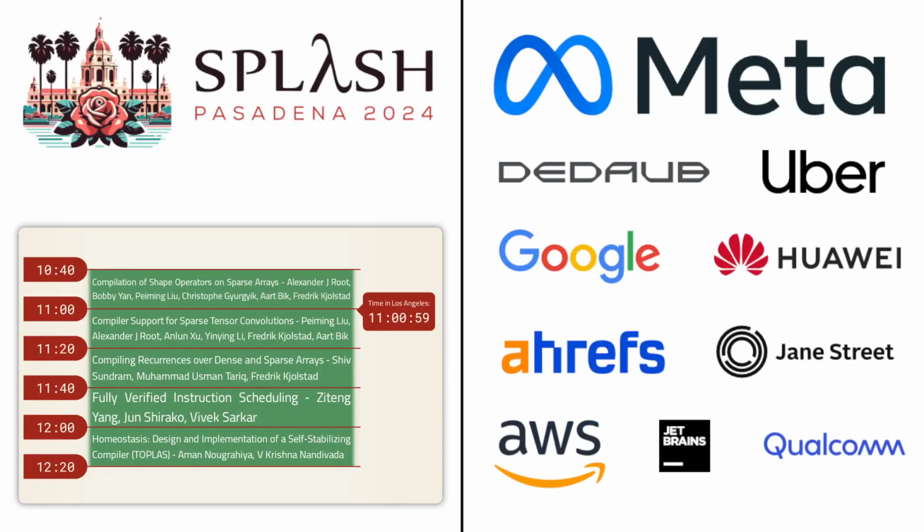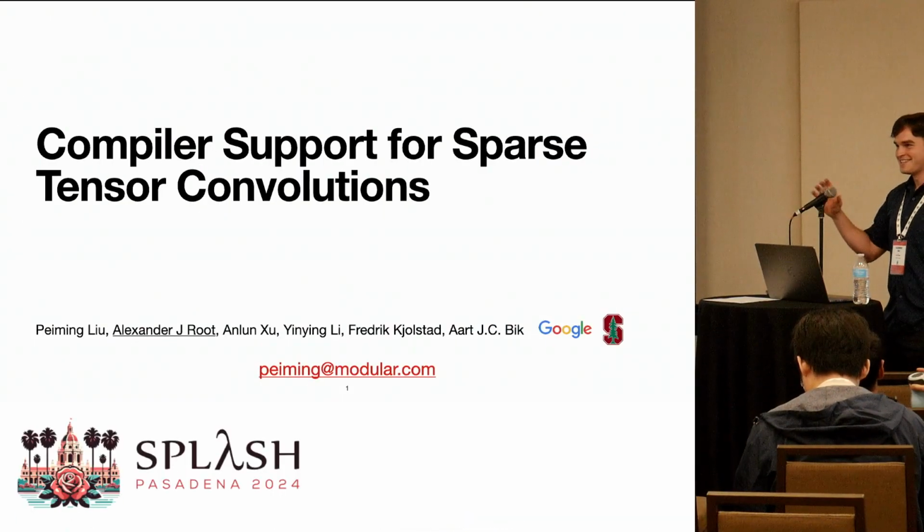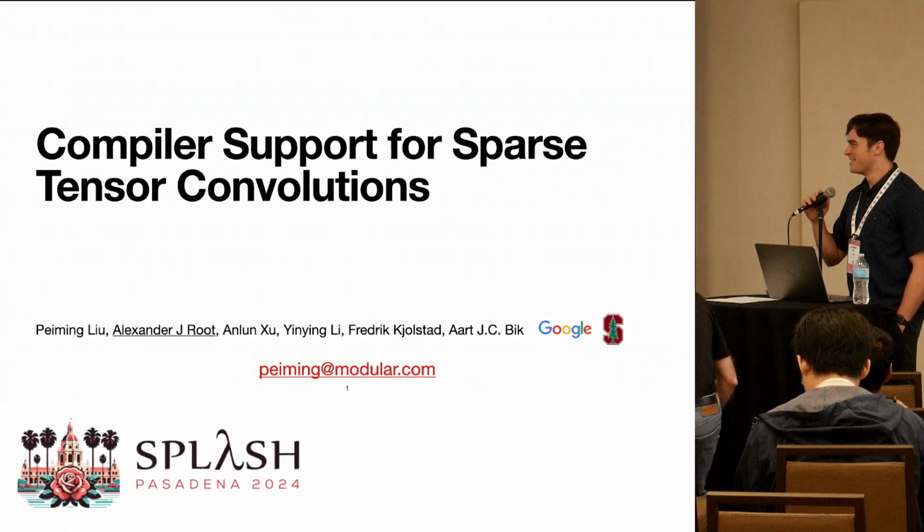Let's bring up our next speaker. Oh, wait, he's already here. So this is an AJ doubleheader. So today, AJ will be presenting his second talk on compiler support for sparse tensor convolutions. Yeah, sorry if you're sick of me.